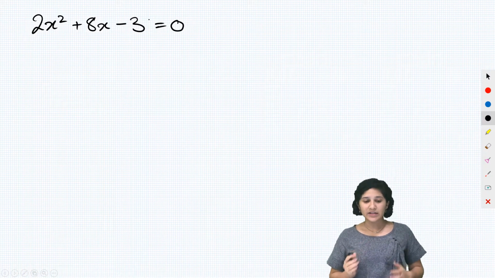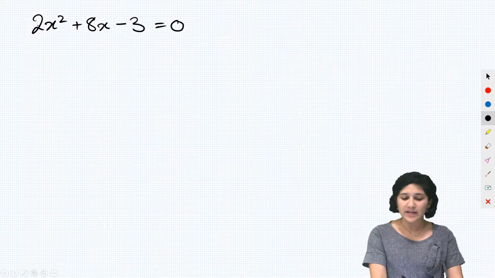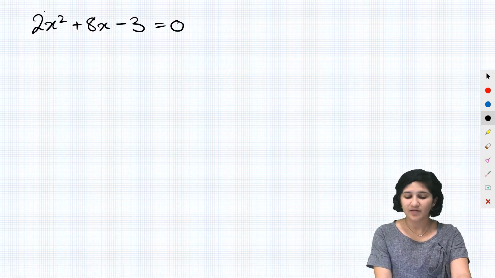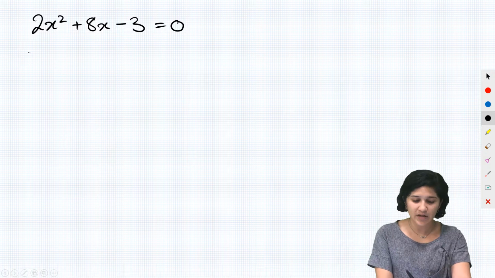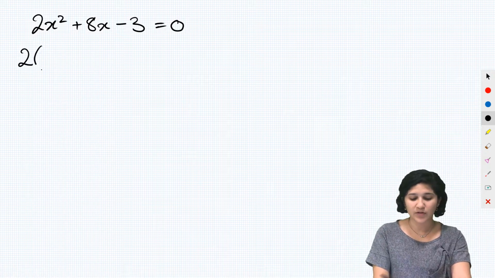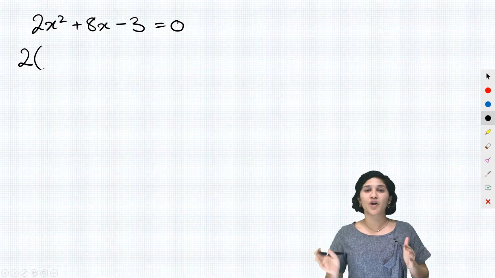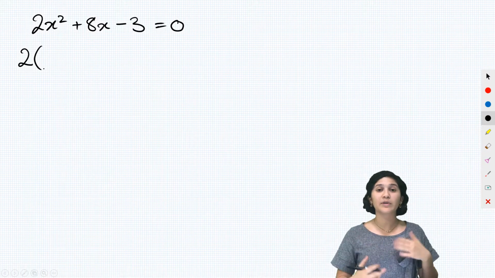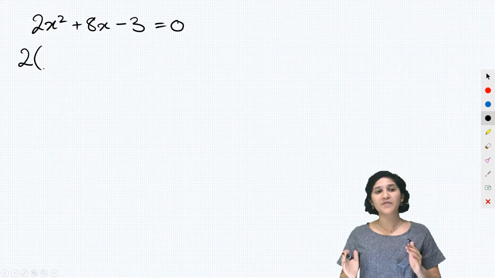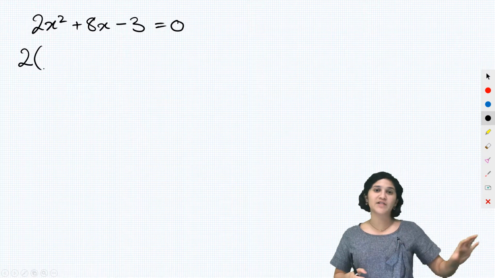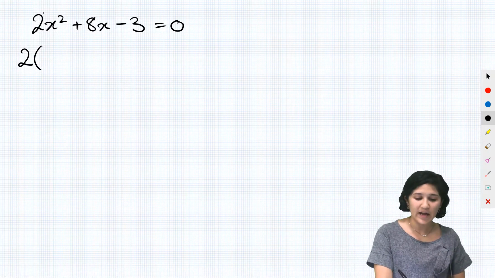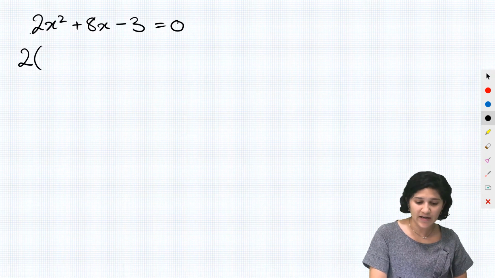Alright, so this time what I'm actually going to do is factorize just the front two terms. So I'm just going to take the 2 out. So whenever you have a non-monic quadratic that you want to do completing the square on, you have to make sure you first factorize the a out. Alright? So we take that out.